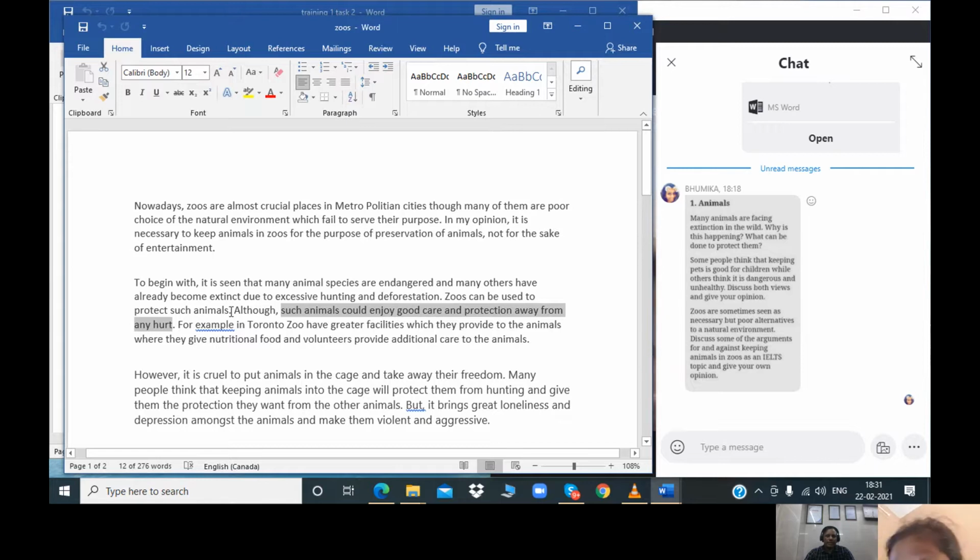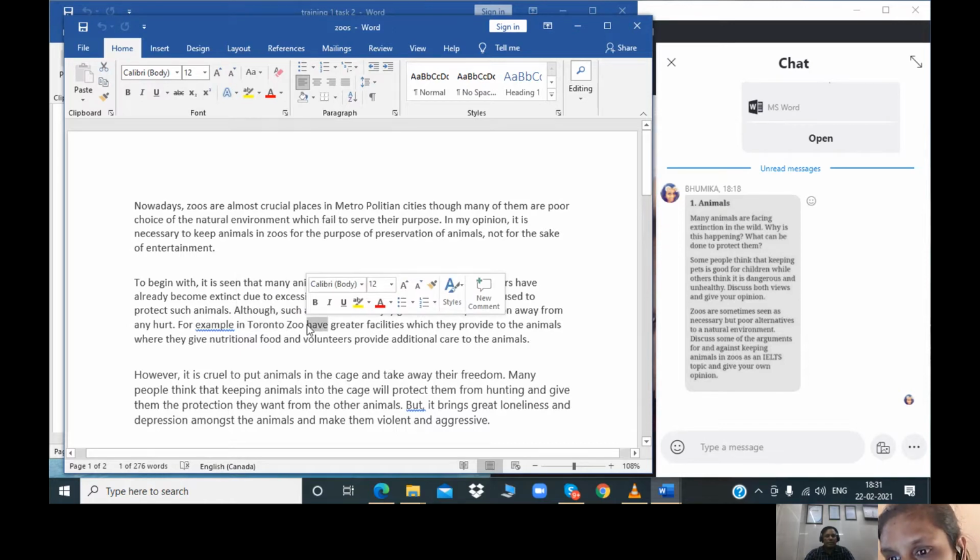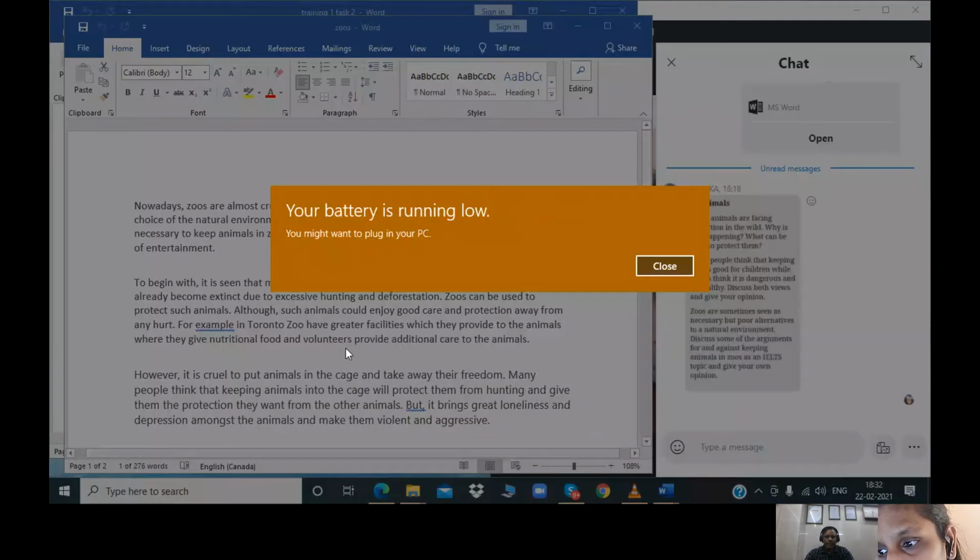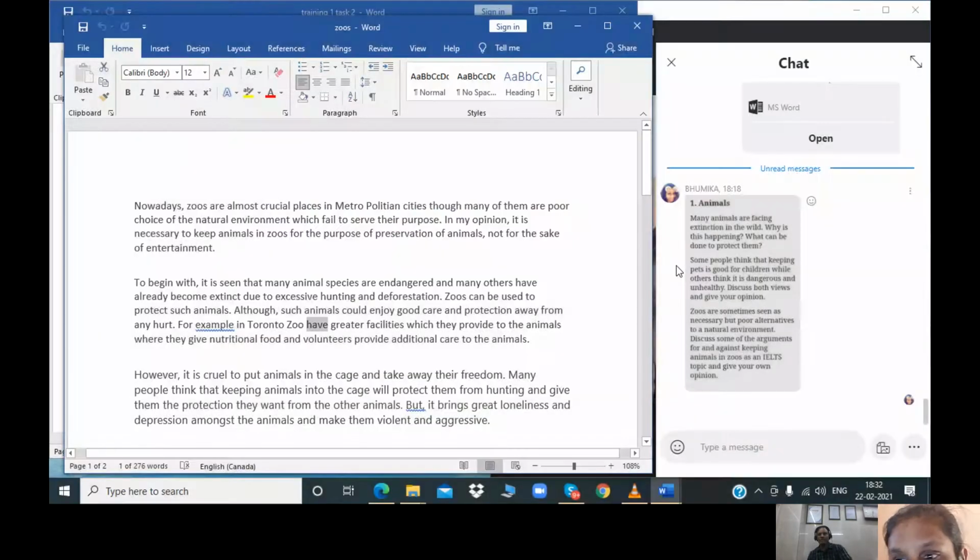Understand? Because it's a small sentence, you have given a full stop. And then after for example you have to give a comma. For example, in Toronto zoos, put Toronto at the end. For example, zoos have greater facilities. Look, here zoo is singular and you have put have. Do you understand what I am saying? Greater facilities which they provide to animals, where they give nutritional food and volunteers provide additional care to the animal.